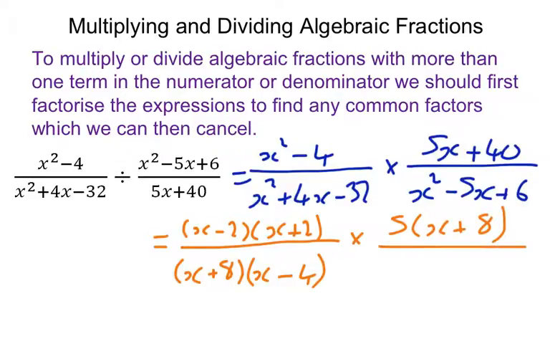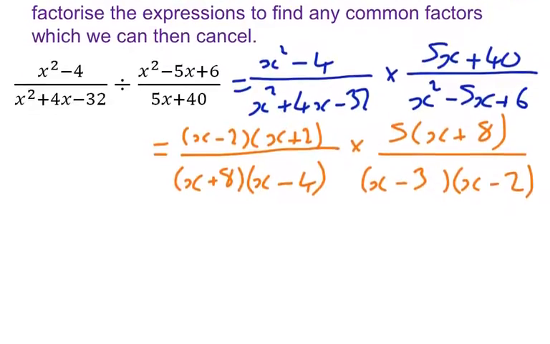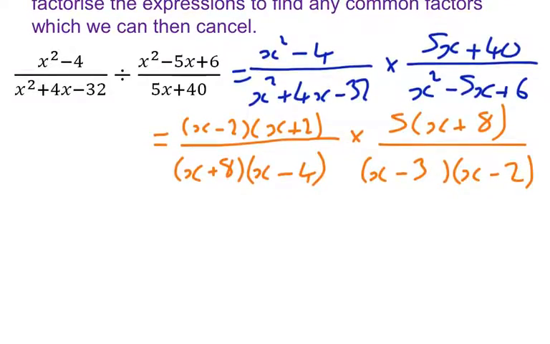And on the bottom we have x squared minus 5x plus 6, so we're looking for two numbers that multiply to give plus 6 and add to give minus 5, and that's going to be minus 3 and minus 2. Now we're looking to cancel things that are on the top and the bottom. Well, first of all we have an x minus 2 here, and we have an x minus 2 on the bottom. We also have an x plus 8 on the top and an x plus 8 on the bottom.